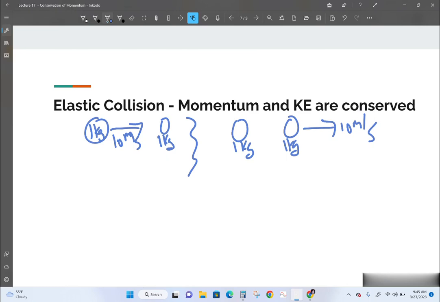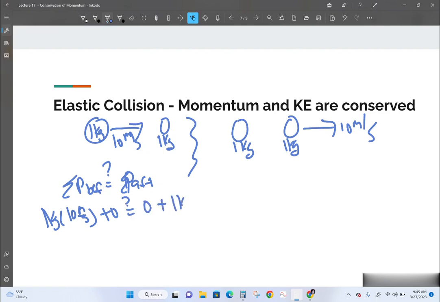Here's an example. How would we do that? Well, let's just verify that the P before equals the P after, right? It does, because it would be 1 kilogram times 10 meters per second plus 0 equals 0 plus 1 kilogram times 10 meters per second. So you can tell yes, that is true. And it's always going to be true. The momentum before and after is always going to be the same.